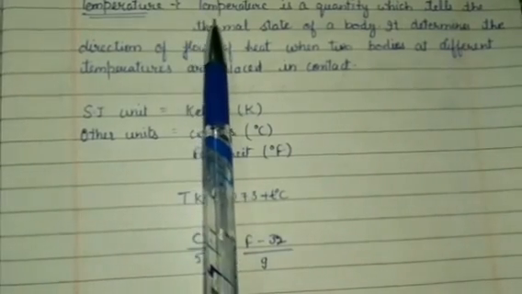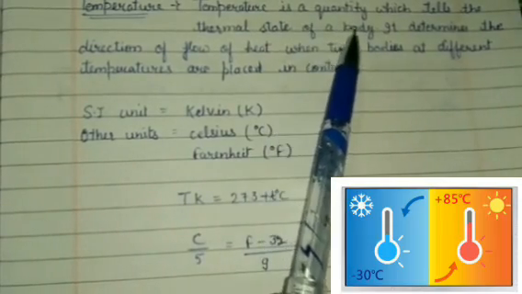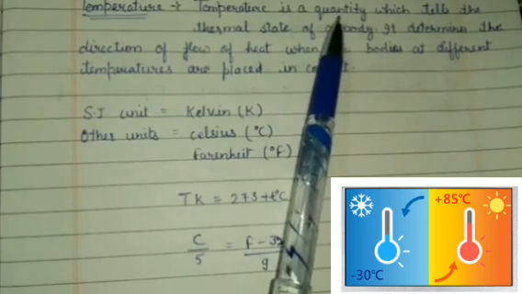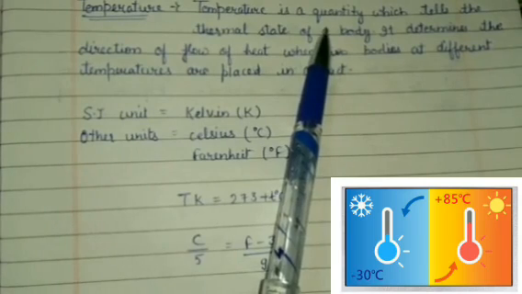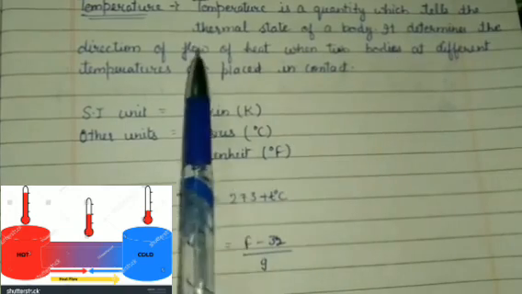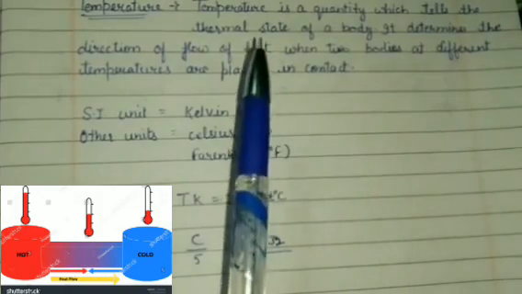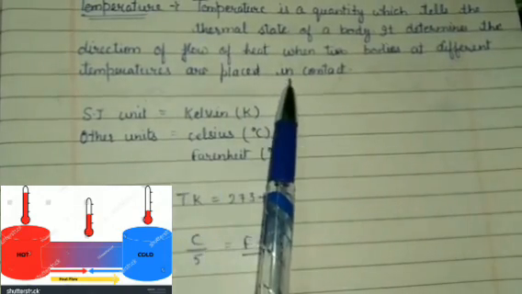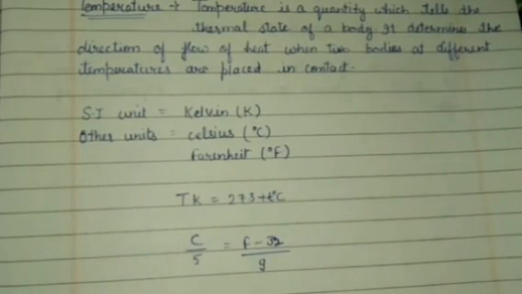So we can define temperature as a quantity which tells the thermal state of a body. That means the degree of hotness or coldness of the body. It determines the direction of flow of heat when two bodies at different temperatures are placed in contact. If the two bodies are at the same temperature, no transfer of heat will take place.